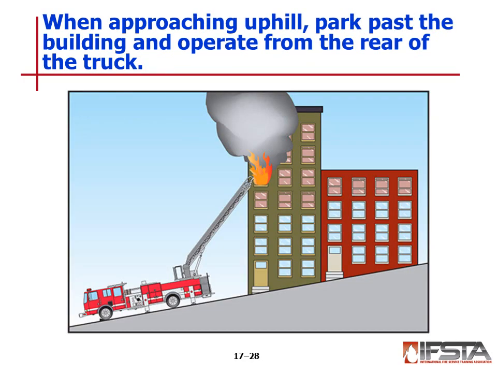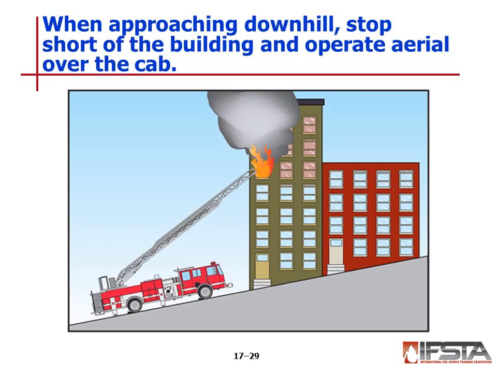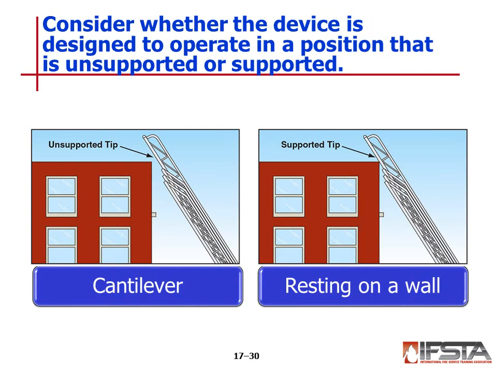When approaching uphill, the apparatus should park past the building and operate the aerial device from the rear of the truck. When approaching from the downhill side, the apparatus should be stopped short of the building. The aerial should be operated over the cab. Ideally, the truck should be operated in the uphill position with the aerial device directly in line to reduce the stress. Consider whether your apparatus or device is designed to operate in a position that is unsupported or supported.